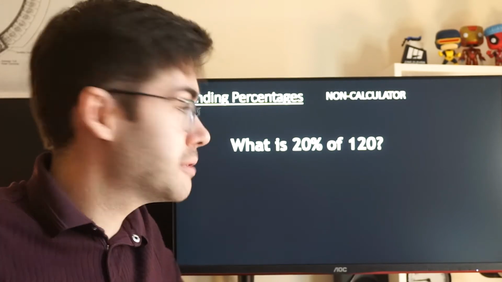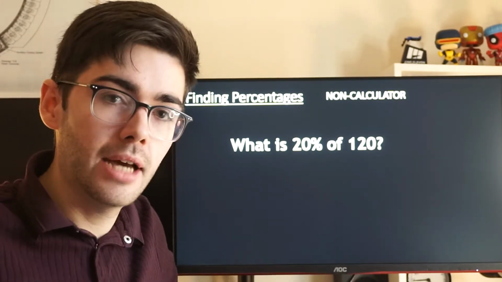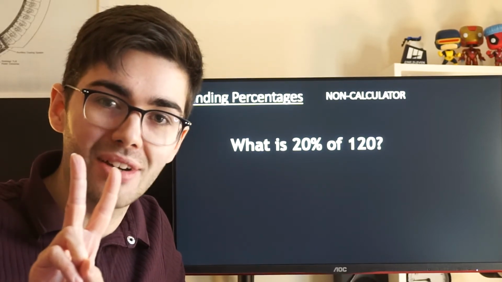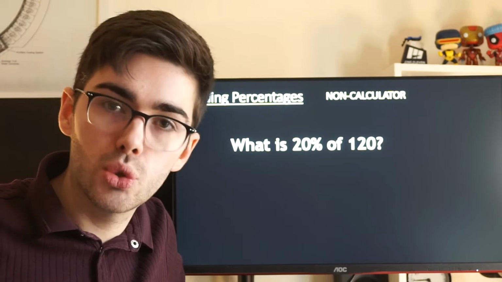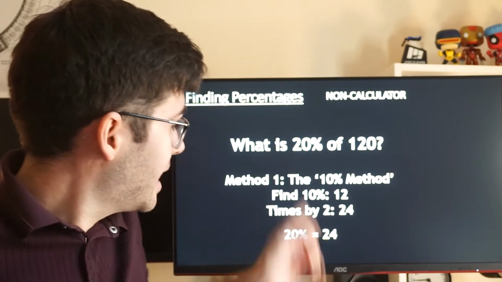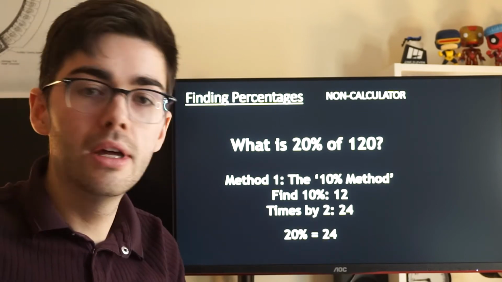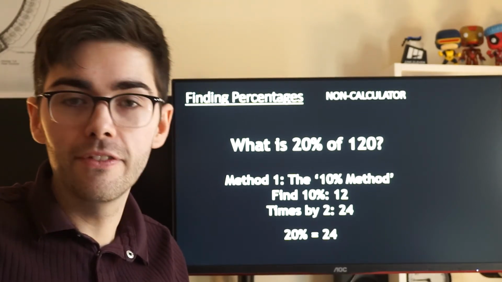I don't want 10%, I want 20%. How do I go from 10% to 20%? I times it by 2. Okay, 2 lots of 12, which is 24. Okay, that is our 10% method. We find 10%, which is 12, times it by 2, which is 24, and that's our answer. That is 20% of 120.